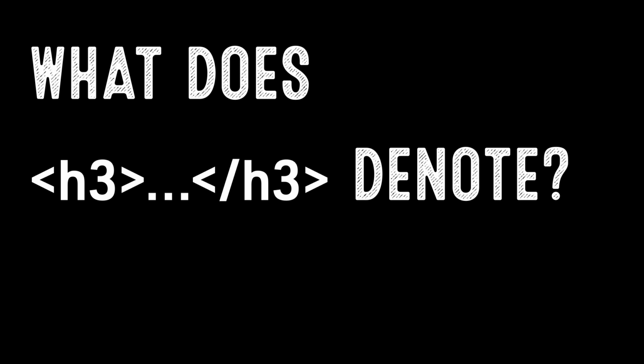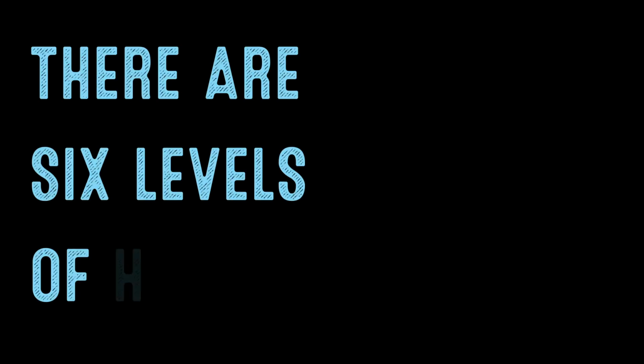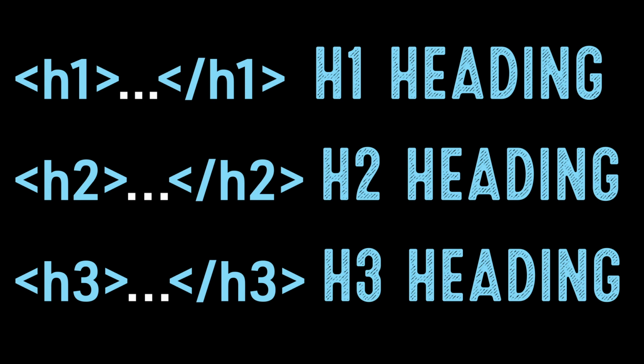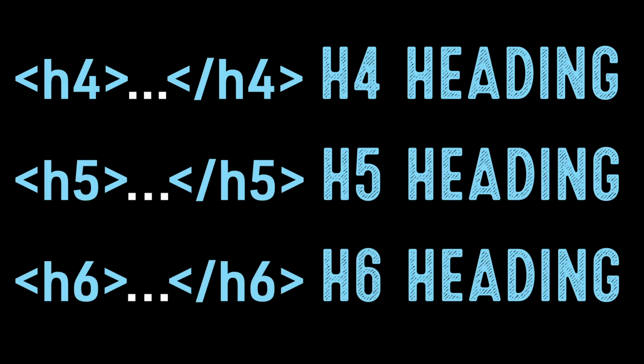denote? A heading with a third level of hierarchy. How many heading elements are there? There are 6 levels of headings: H1, H2, H3, H4, H5, and H6.